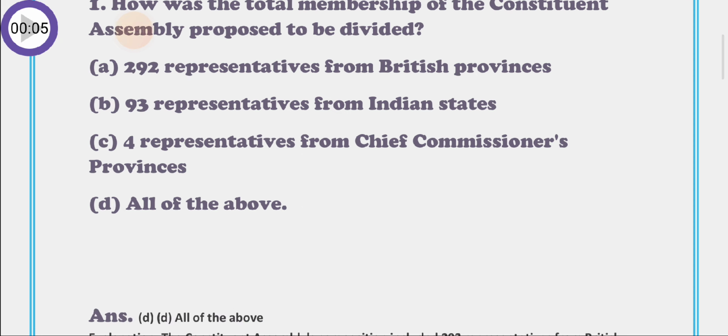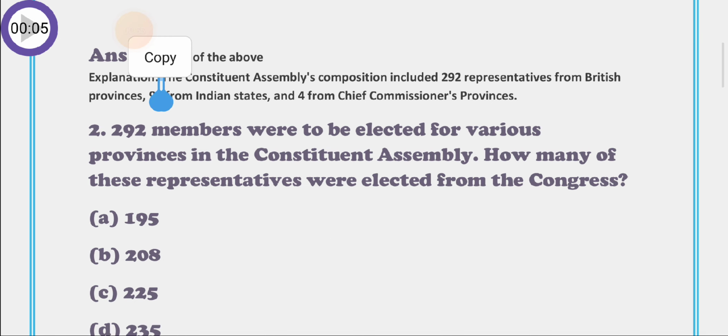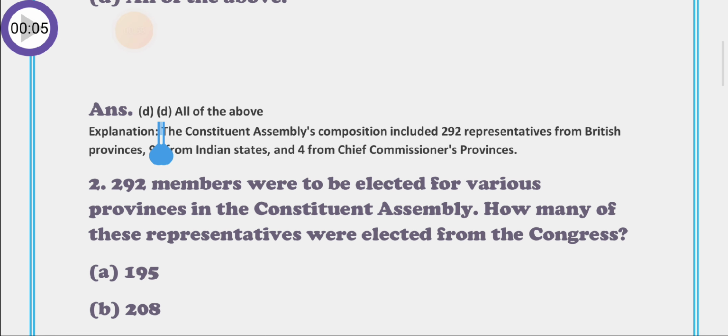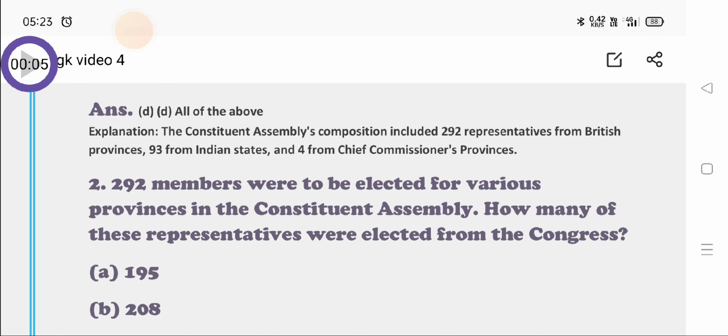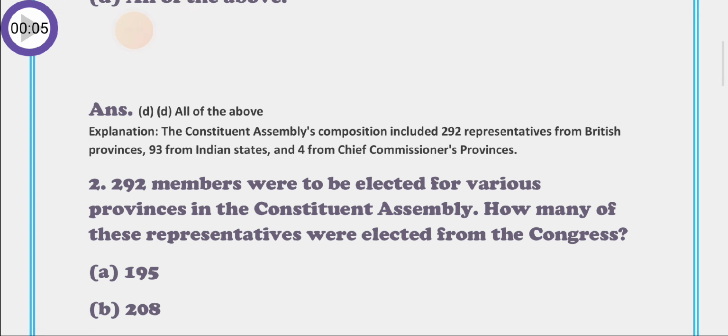So the answer is all of the above, D. The Constituent Assembly's composition included 292 representatives from British provinces, 93 from Indian states and 4 from Chief Commissioners provinces.